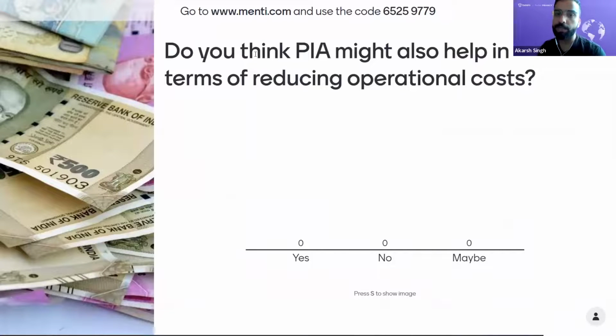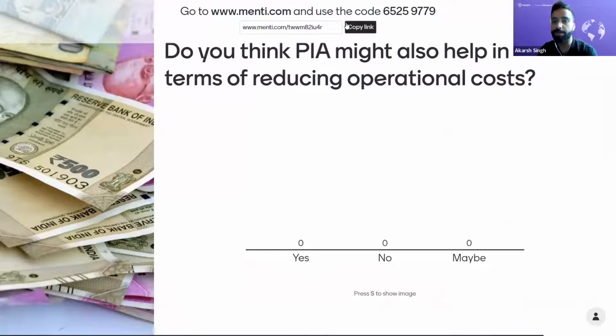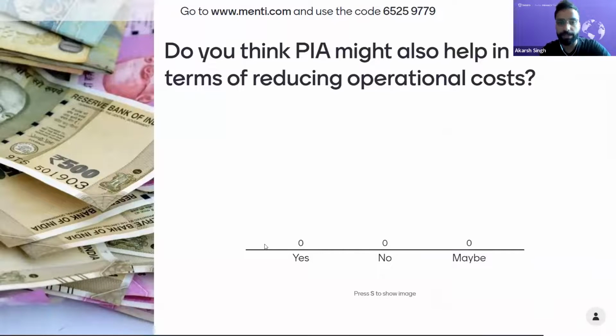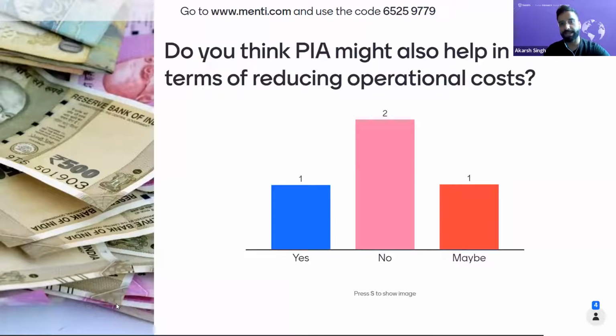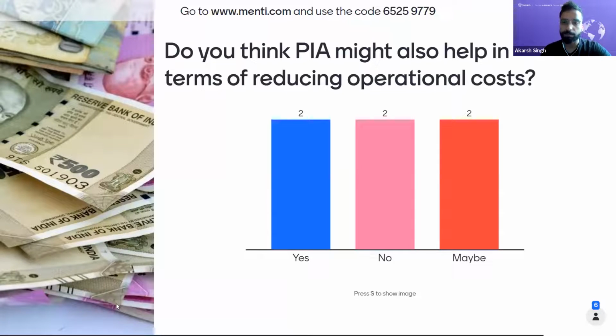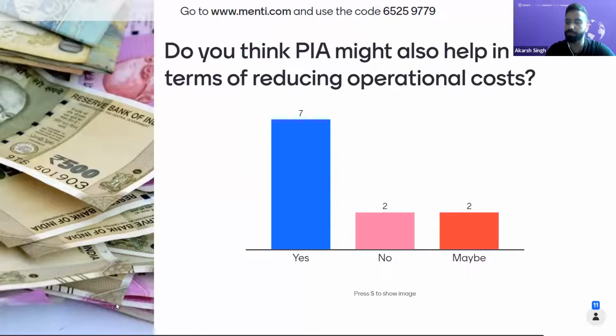Okay, quick question. Do you think a PIA might also help in terms of reducing operational costs? Well, I think privacy is always a cost to the company, but who knows. What do you think, guys? Does PIA reduce costs or increase costs? Okay, who's winning? I think yes is winning. Wow, I love privacy professionals. Just quickly, in the long term, yes.